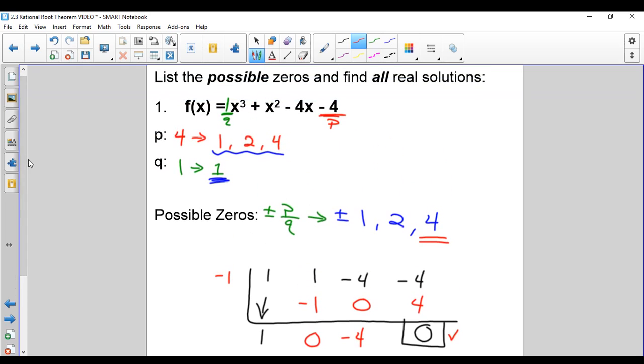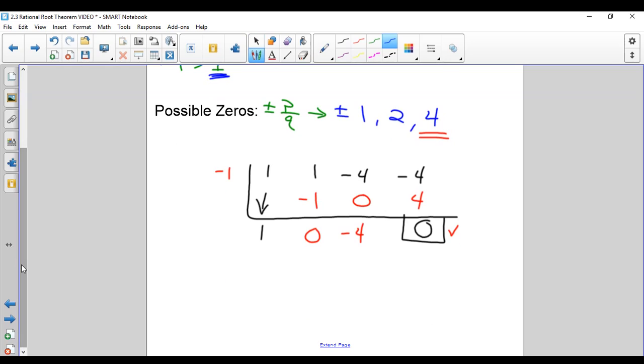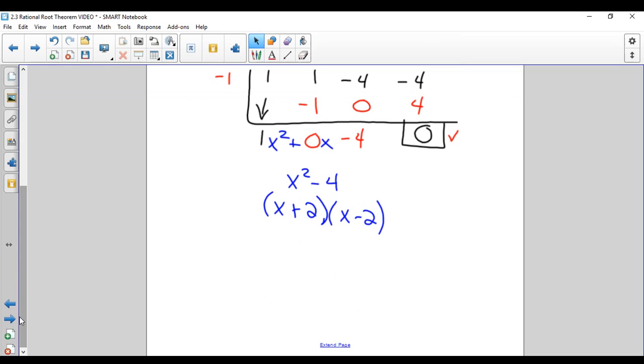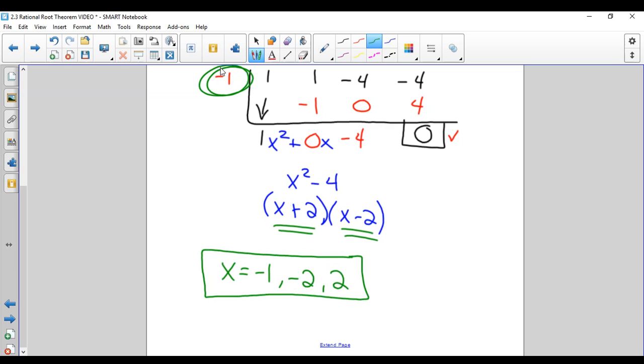We started with an x cubed. That means when I run through synthetic one time, my answer starts with an x squared. That's something we know how to factor. This factors into x plus 2, x minus 2. I have my solutions, right? All I need to do now is pull them out. This first one worked for me. So x equals negative 1, and I get 2 solutions coming from here, negative 2 and positive 2. That's what I'm looking for.